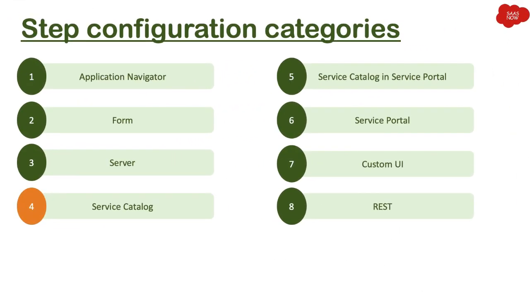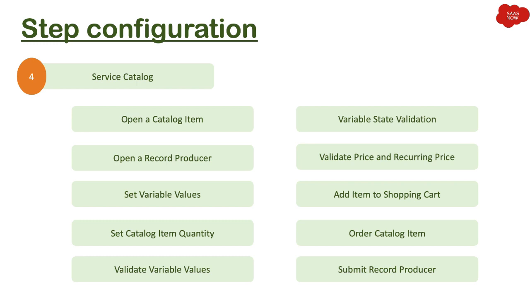The next step configuration category we have is Service Catalog. That means you can do Service Catalog testing with ServiceNow ATF. Under this category, we have different step configurations, and those are open a catalog item, open a record producer, set variable values, set catalog item quantity, validate variable values, variable state validation, validate price and reoccurring price, add item to shopping cart, order catalog item, and the last one is submit record producer.